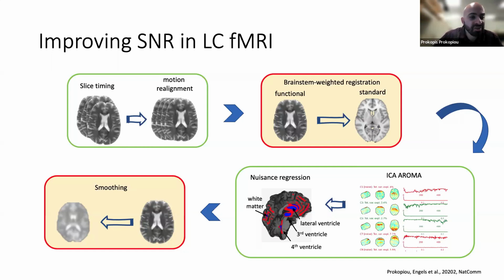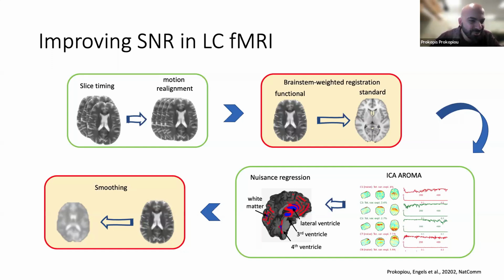Whether it really removes all existing motion artifacts, I don't know, and I doubt it. But at least we're accounting for it in the best way we can. In addition, I should also mention that we include regressors of anatomical components derived from the fourth ventricle. Because this region is really close to the LC, it should be affected by motion in a similar way as the LC.